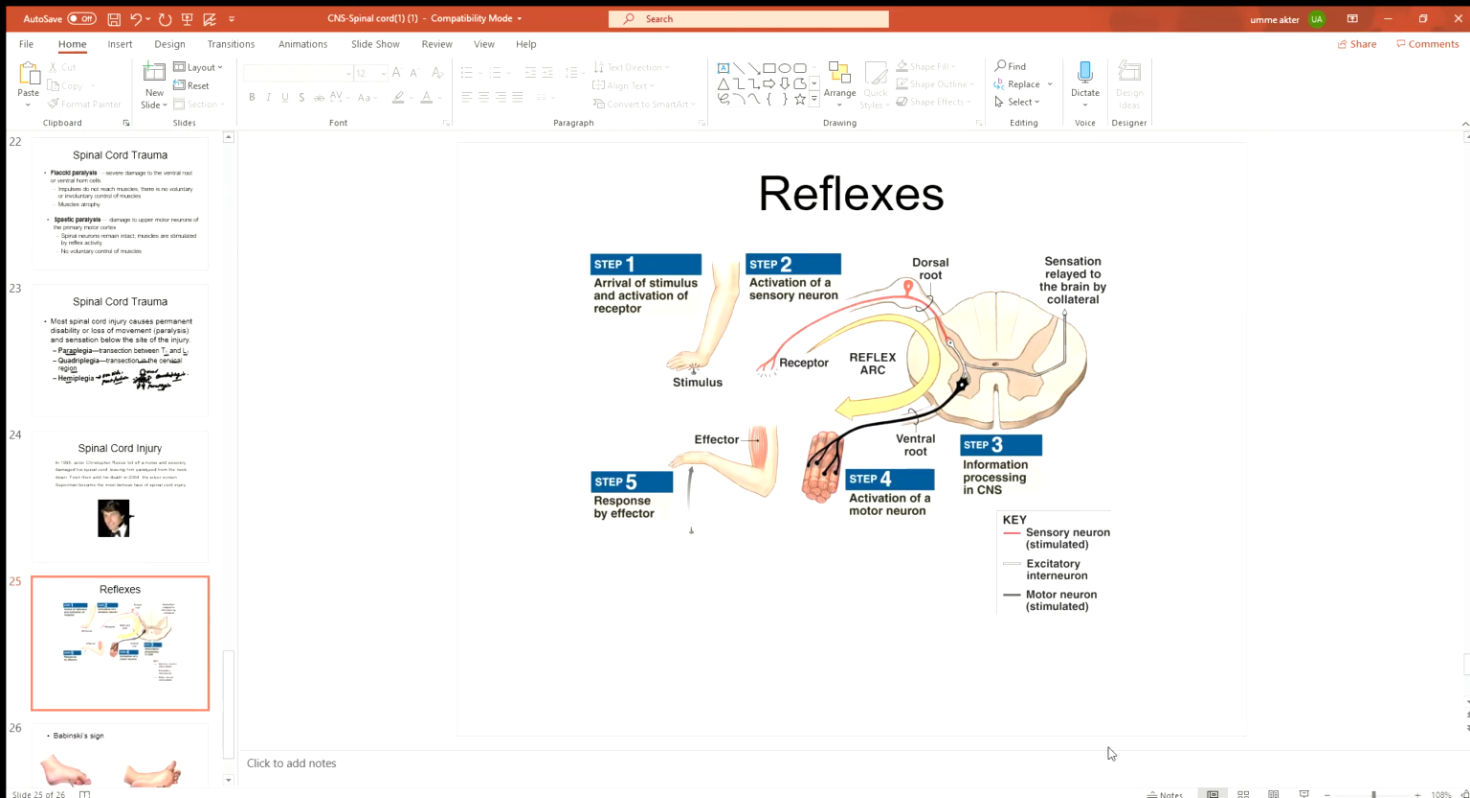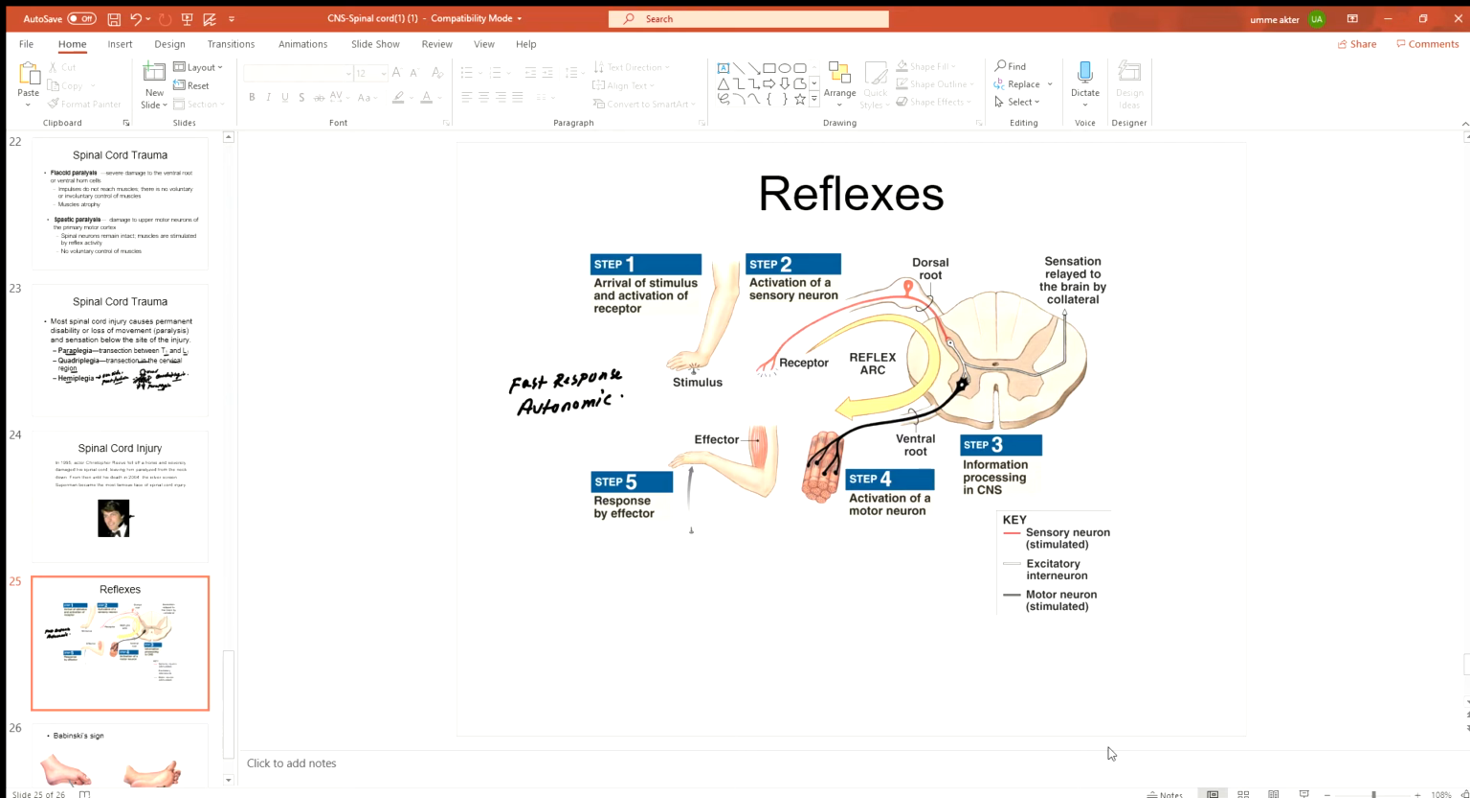Reflex, we talked about the reflex before. To be a reflex, three things must be maintained. One is the response should be very fast, a quick, immediate response, and the response should be involuntary or autonomic. If you get the stimulus and voluntarily move the body, that is not a reflex. But if I hit your patellar ligament with a hammer, your leg kicks forward automatically, involuntarily.